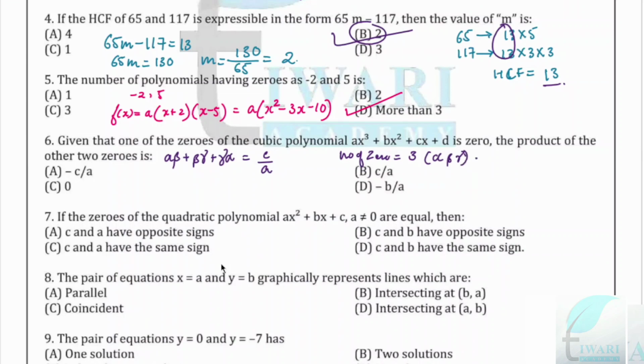What they are telling is that one of the zeros of the polynomial is 0, which means alpha, beta or gamma is 0. So if you consider alpha as 0, let alpha equal 0. Then this equation becomes alpha into beta is 0, plus beta into gamma, plus gamma into alpha is 0, that is equal to c by a. So the product of the other two zeros, beta into gamma, equals c by a. So option B is the right answer.